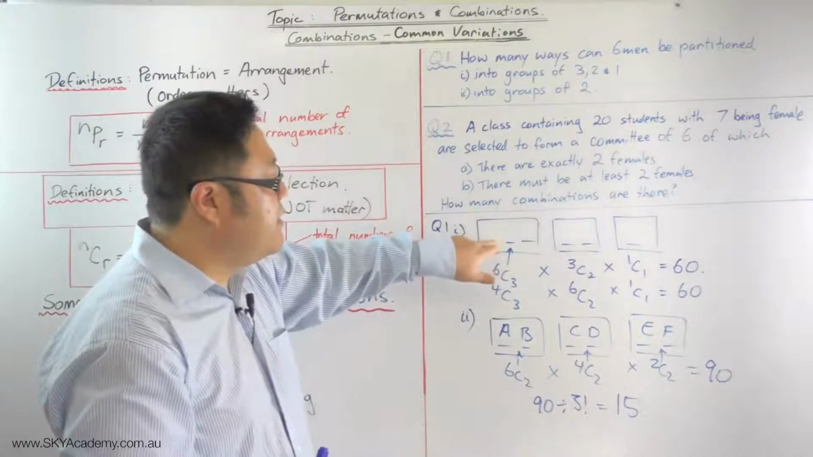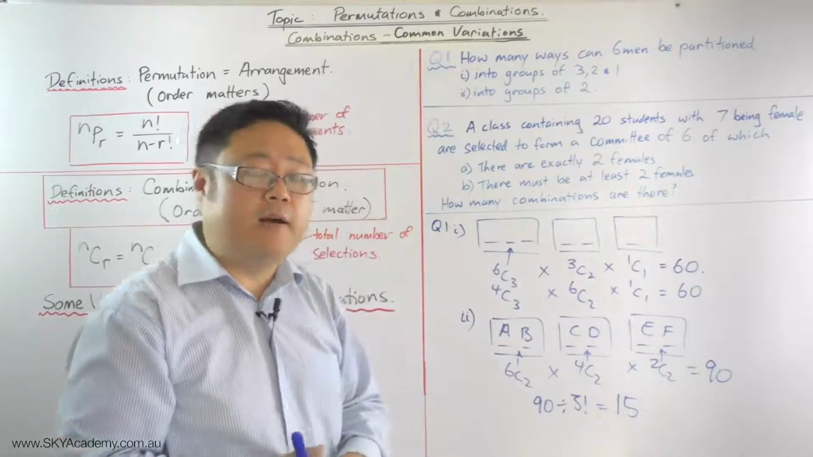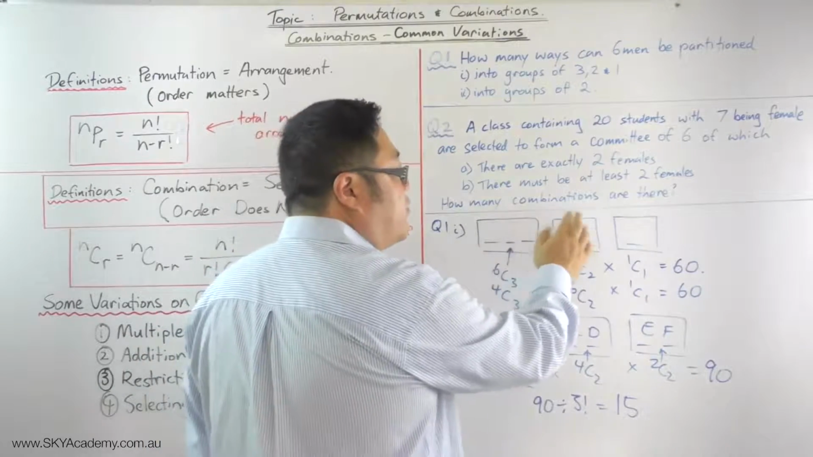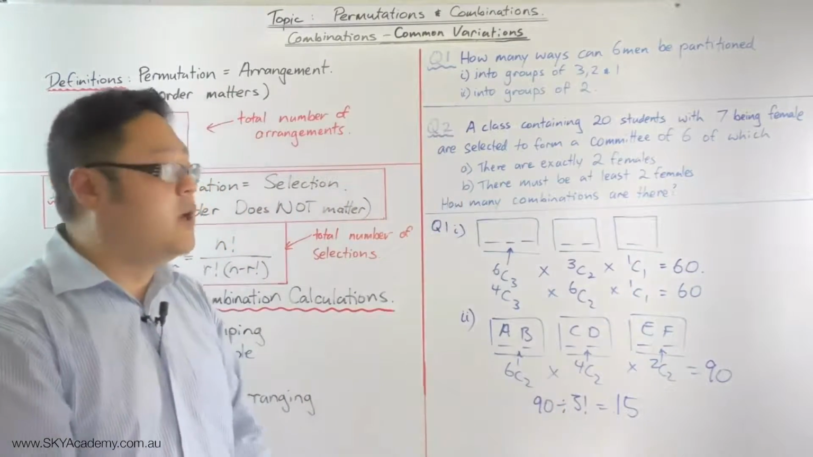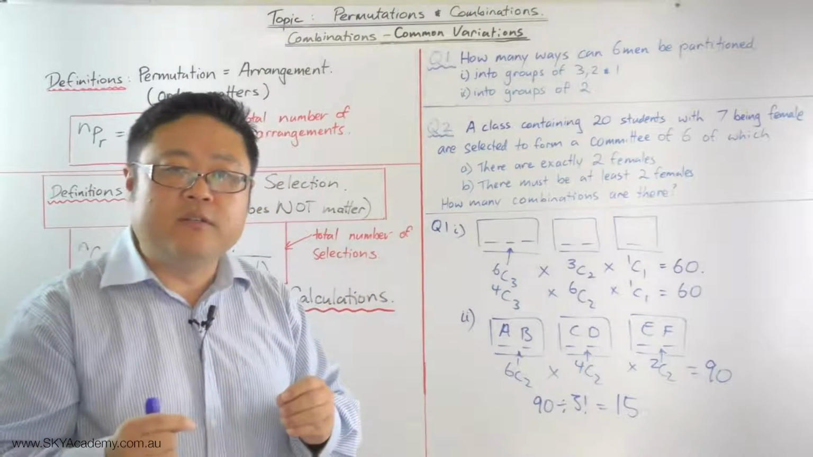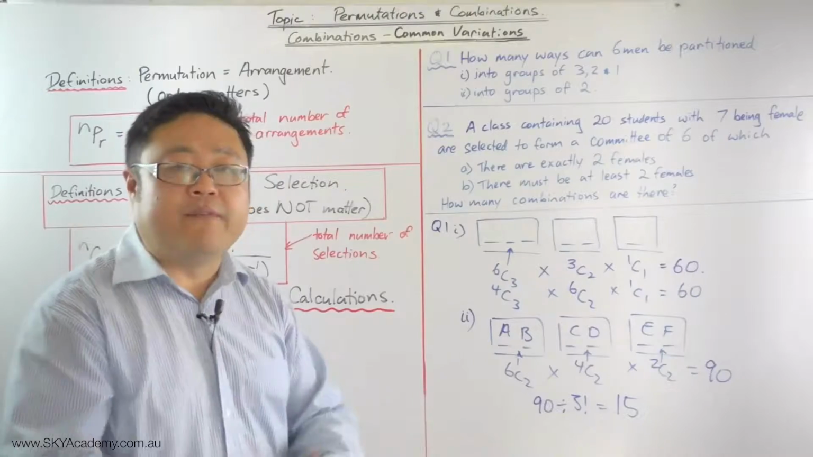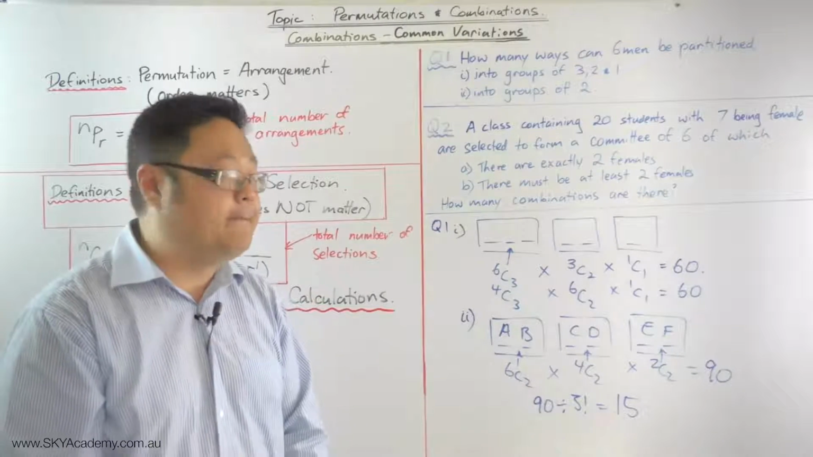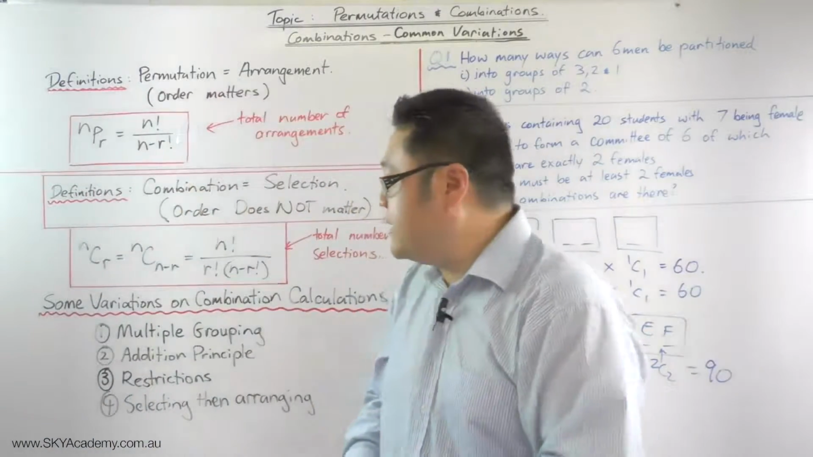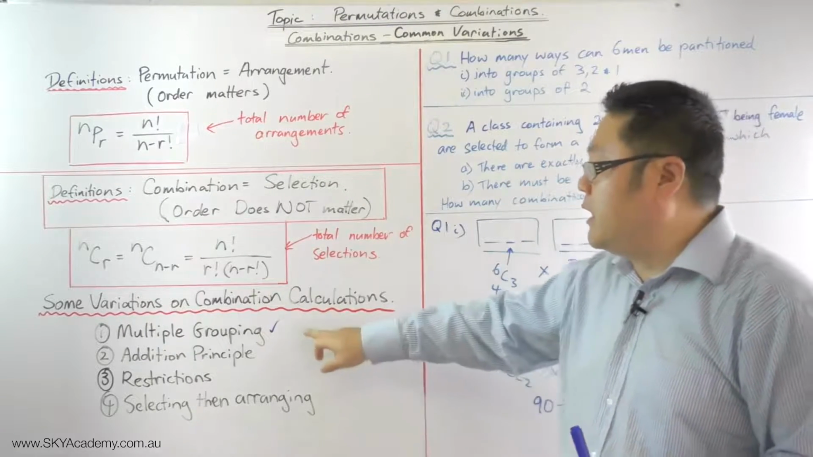So the reason why we don't divide by 3 factorial for this question here is because the groups have different numbers in them, right? You've got a group of 3 here, a group of 2 there, a group of 1 there, and so each arrangement will also be a unique combination, yes? Whereas for these questions here, each combination will have a number of different arrangements to it, okay? Good. So that's basically this question here, question 1. So we've basically done multiple grouping, yep, that particular aspect.